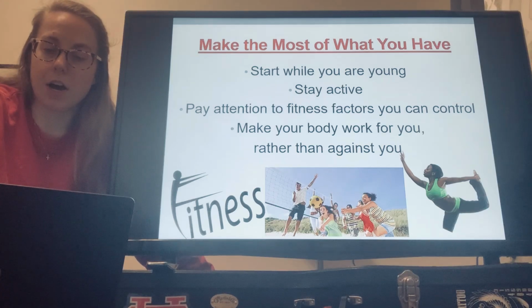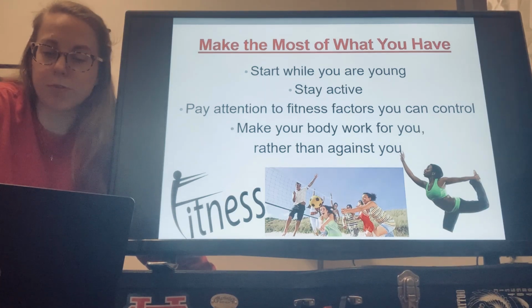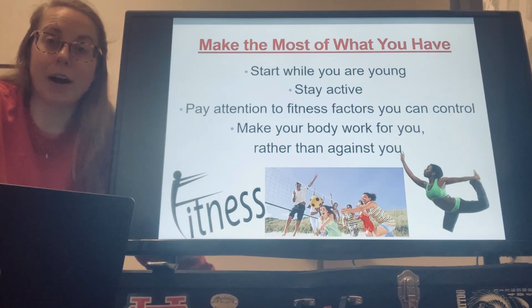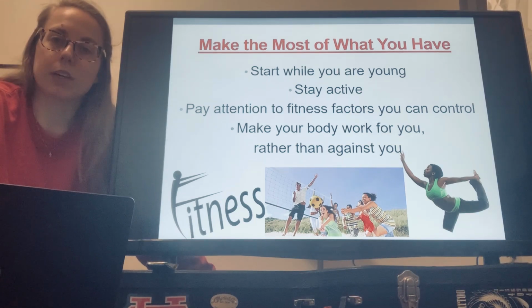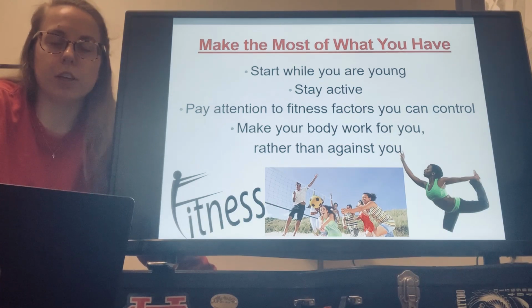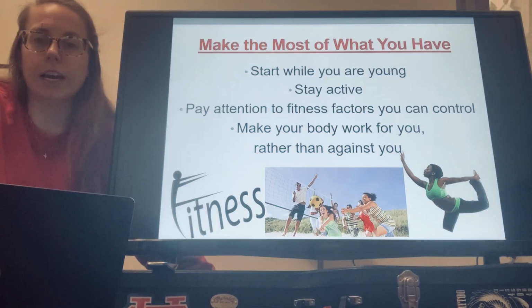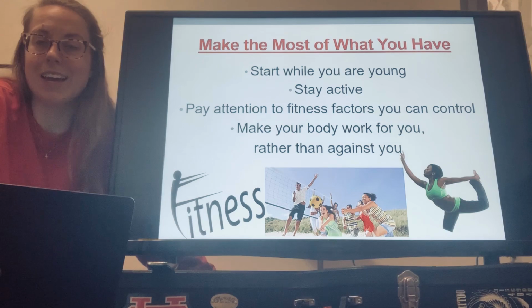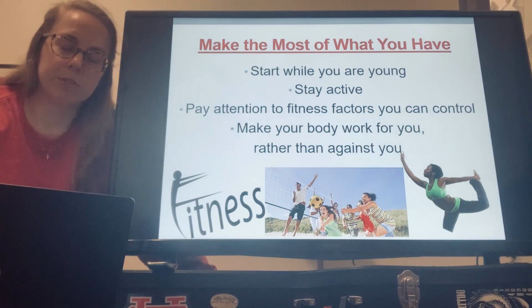Make your body work for you rather than against you. So by putting in work now, you're making your body work, yes, but it's going to be working for you in a positive manner rather than in a negative manner. So make sure that you're getting up, being active, working hard now, and you will see and reap those results as you begin to age.